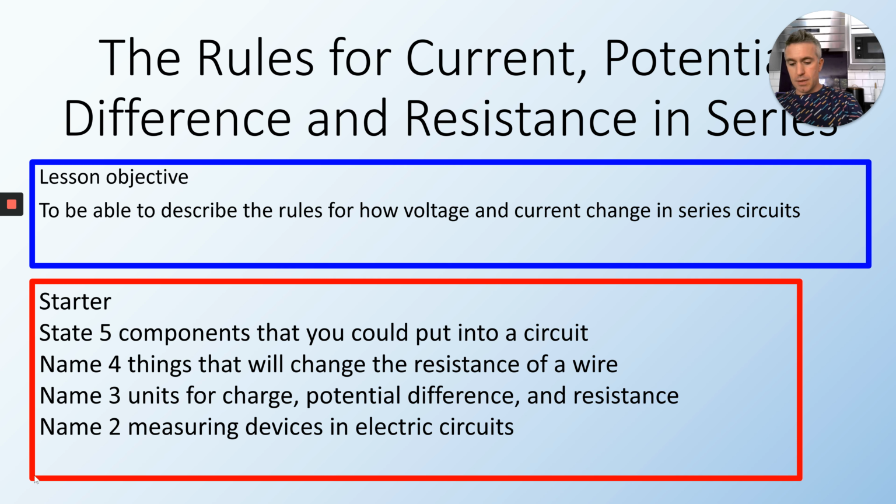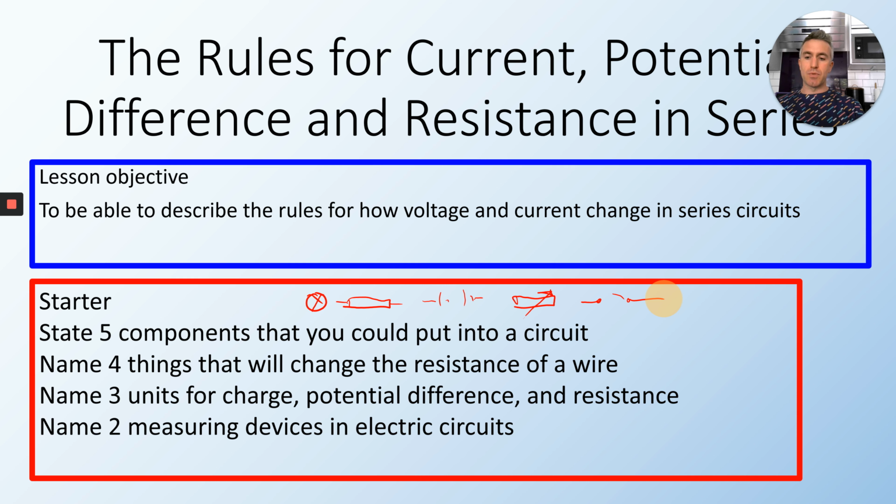Okay, let's see how it works today. 5 components you can put into a circuit. I'm going to do this symbol to make it simple. There we go. You put a lamp. You could put a resistor. You have to put some sort of battery, perhaps. You could have a variable resistor, and why not? Let's just add in a switch.